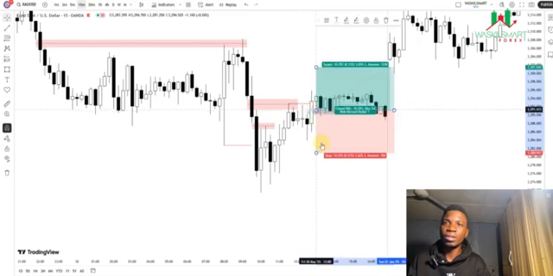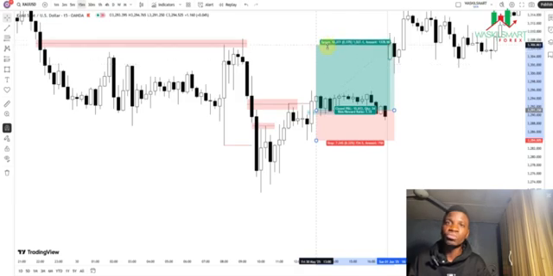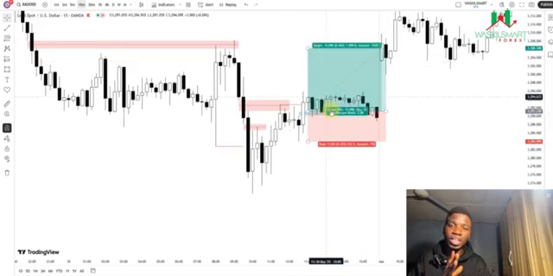Then from here, this is how you put the stop loss. This is where the stop loss will be: the low that reacted from the fair value gap. That's where the stop loss should be. And 1 to 2. As always, I advise people 1 to 2.